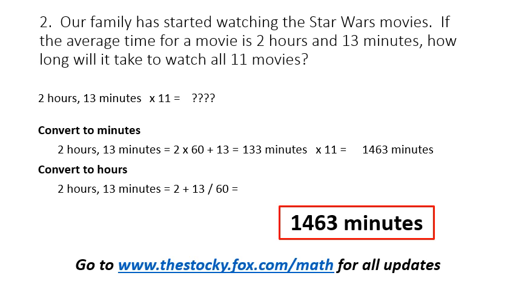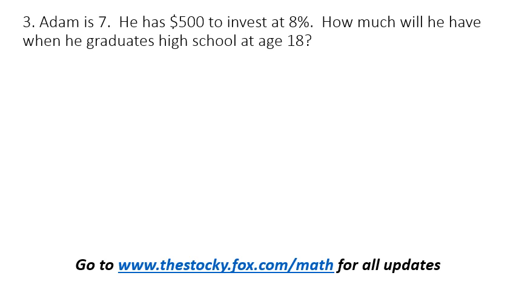The other way you could do it is you could convert it to hours. 2 hours and 13 minutes is 2 plus 13 divided by 60 hours. 13 divided by 60 is the minutes part of the movie. And if you did that, you would get 2.2167 hours. That's how long one movie is. Again, you can multiply that by 11 and you get 24.38 hours. 1,463 minutes is the same as 24.38 hours. Either one would be correct, so good job.